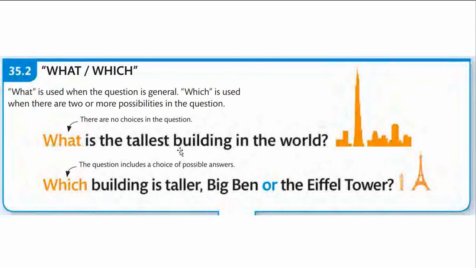What is the tallest building in the world? You know that there's only one building that is tall, so you would use the word what. There are no choices in the question. Which is used when the question includes a choice of possible answers. Which building is taller, Big Ben or the Eiffel Tower? So in your question, when you include a choice, you have to use which. When you don't include a choice, you have to write what.